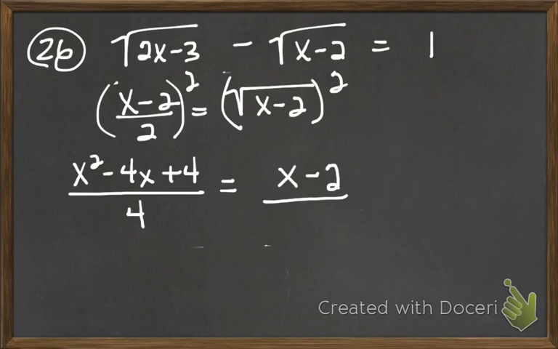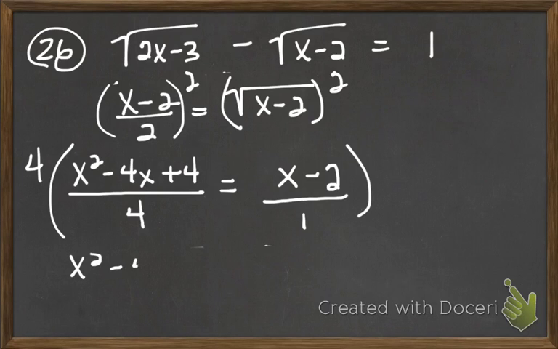Okay? And finally, all the radicals are gone. We're solving this equation. What do you suggest that we do next? Multiply by 4. So that's going to give me x squared minus 4x plus 4 equals what? 4x minus 8. And then I'm left with, believe it or not, a quadratic equation.